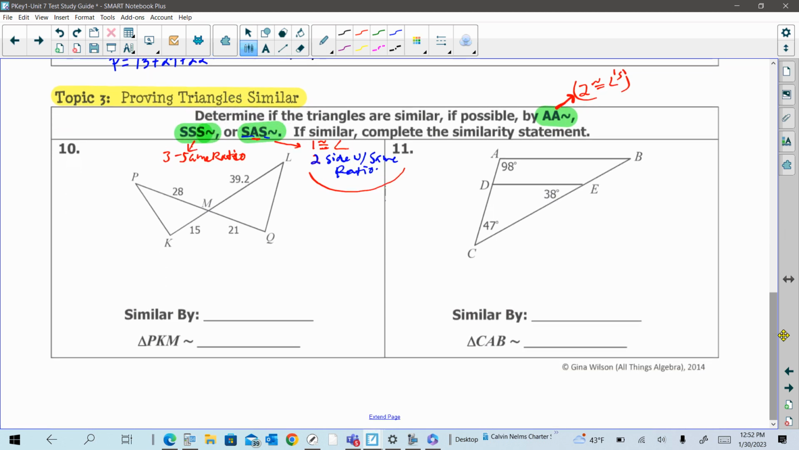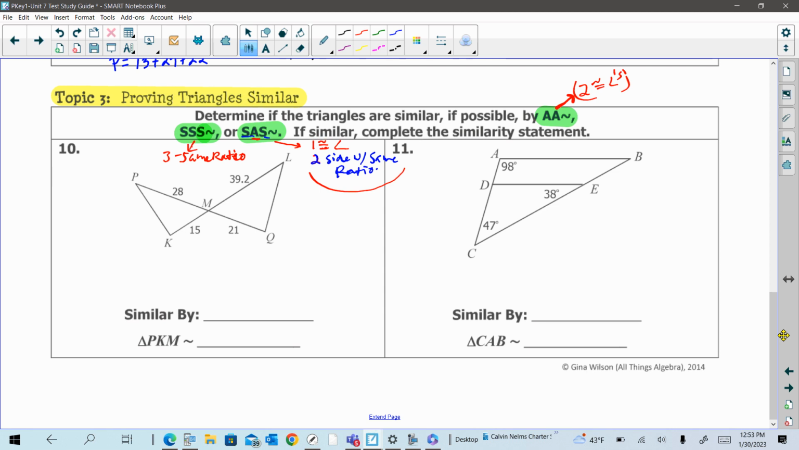Now, for topic 3, we're going to get into proving similar triangles. The 3 ways to prove are angle-angle similarity. I wrote next to that AA that you have to have 2 congruent angles to do that. The SSS similarity, you have to have 3 sides that are the same ratio. And then the SAS, here you have to have 1 congruent angle and then 2 sides with the same ratio.